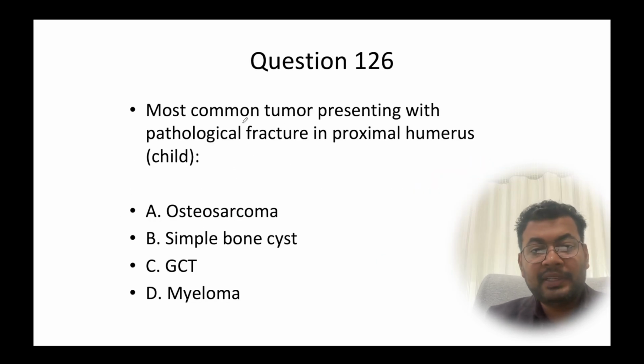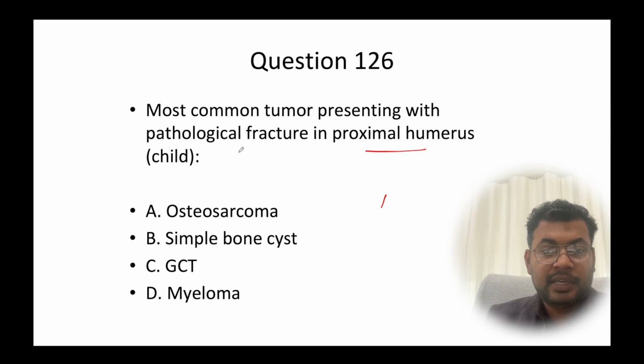Most common tumor presenting with pathological fracture in proximal humerus. So the most common tumor of the proximal humerus is SBC, and so the most common presentation with pathological fracture will be SBC. Answer is B.